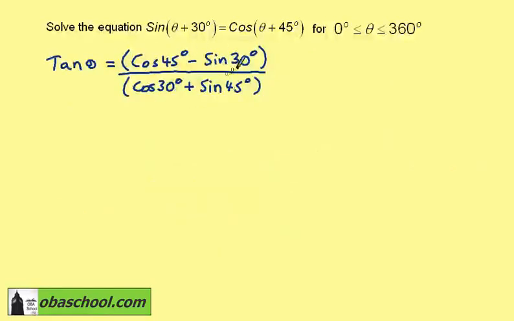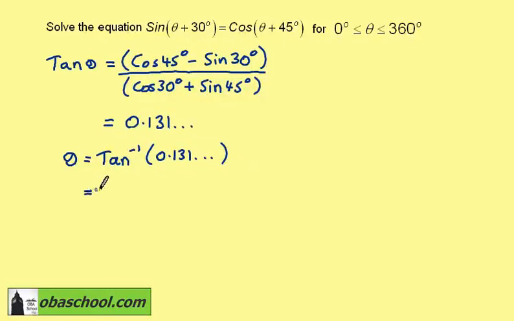These are all exact values that we should know. However, there's no real advantage to using them, so let's just use the calculator. Let's store all of this value. Theta is then going to be the inverse tangent of this value, and evaluating that gives us 7.5 degrees exactly.